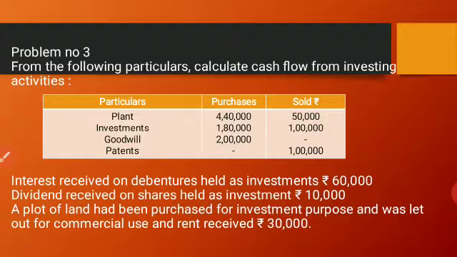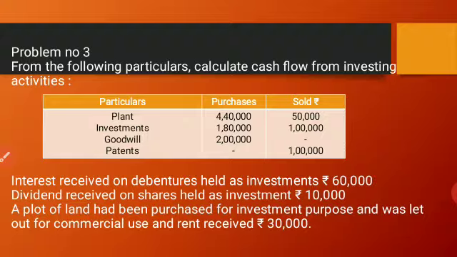The given particulars: plant purchased 4,40,000, sold for 50,000. Investments purchased 1,80,000, sold for 1 lakh. Goodwill purchased for 2 lakh rupees, there is no sale. Patents they have not purchased, instead sold for 1 lakh rupees. Interest received on debenture held as investment 60,000. Dividend received on shares held as investment 10,000. A plot of land has been purchased for investment purpose and was let out for commercial use, and rent received 30,000.